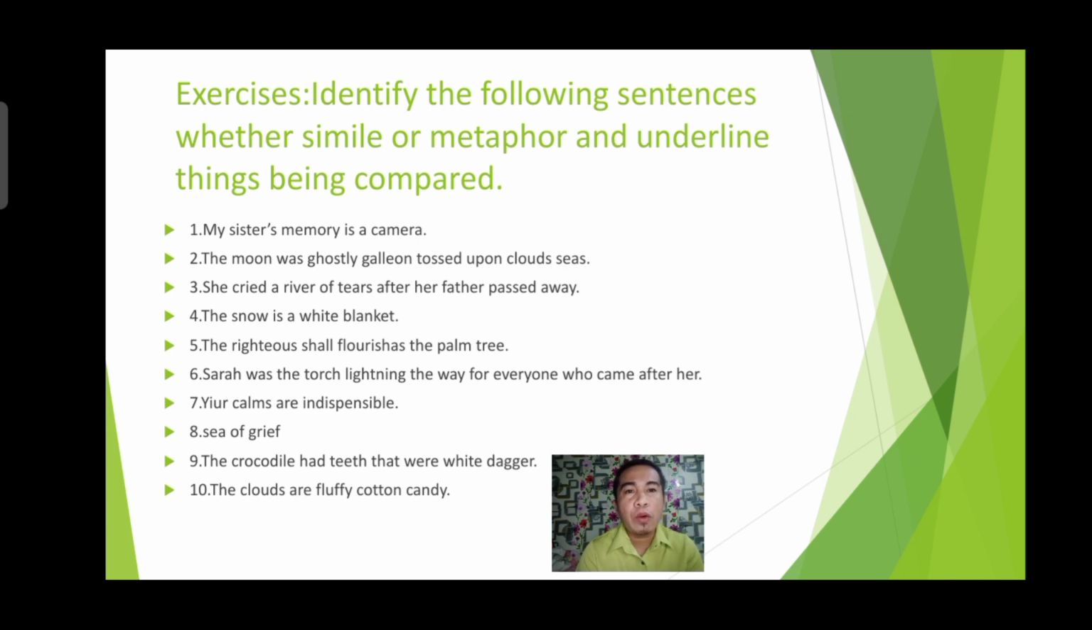Four, the snow is a white blanket. Five, the righteous shall flourish like the palm tree. Six, Sarah was the torch lighting the way for everyone who came after her. And seven, your calms are indispensable. Eight, sea of grief. Nine, the crocodile had teeth that were white tiger. Ten, the clouds are fluffy cotton candy.